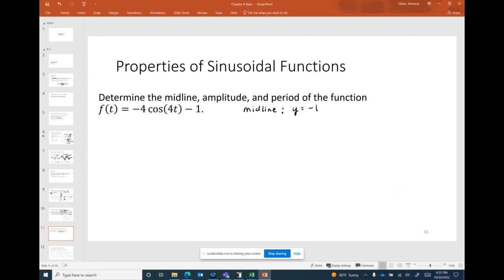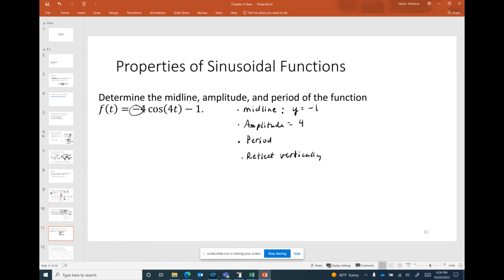All right, the amplitude is never hard. It's the absolute value of the coefficient out here, right? So the amplitude on this particular function is going to be 4. Now, amplitude is just measuring the distance. It's just the stretch. It doesn't matter about the negative. It doesn't change the amplitude at all. But what does that negative indicate? It indicates a vertical reflection. So I might write that down just as a note. Reflect vertically.